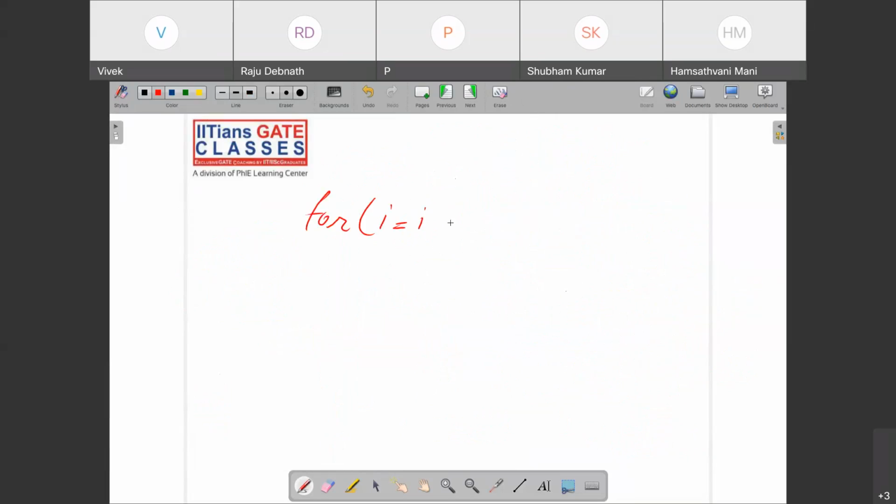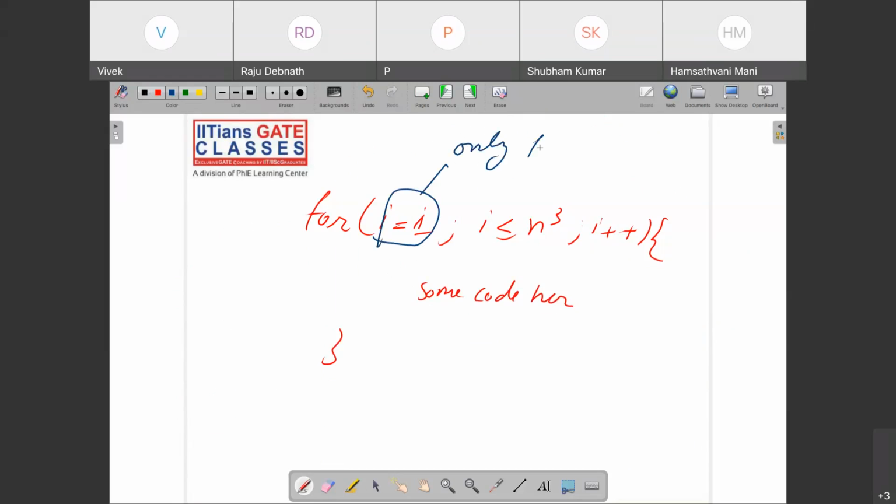For I equal to 1, I less than or equal to some value, for example n cube, I plus plus. How does the execution happen? Some code here. I don't care which code; another for loop, while loop, if condition, I don't care. I just write how it will get executed. This line will be executed only for the first iteration.